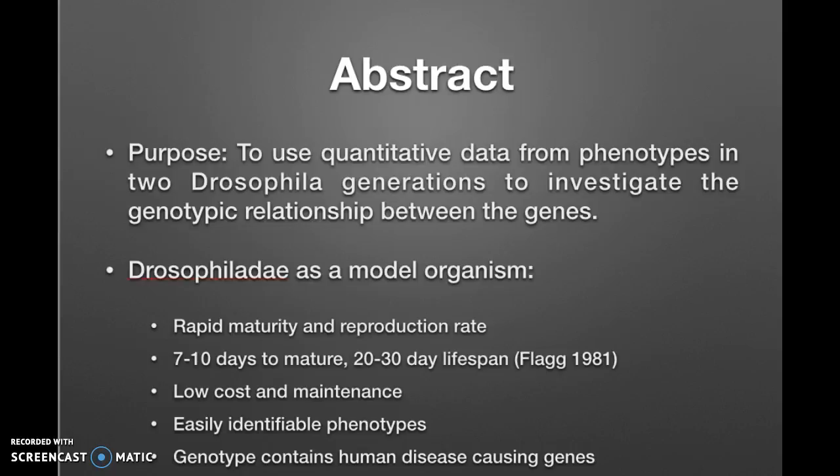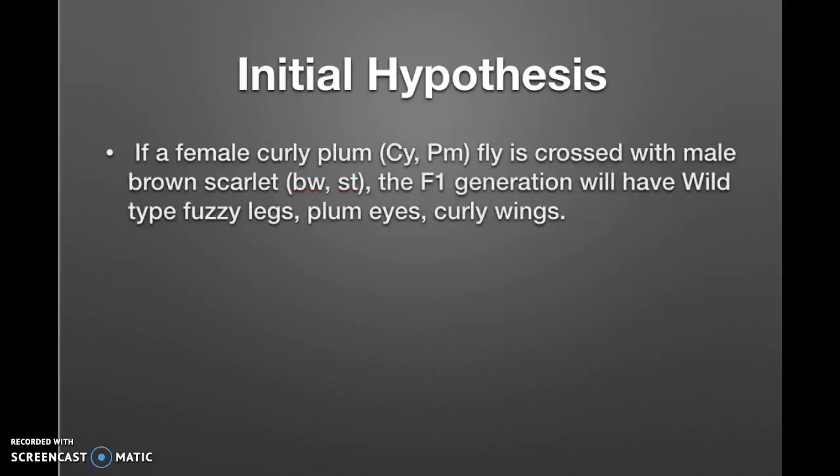relationship between the genes. Drosophilidae served as a good model organism because of its rapid maturity and reproduction rate, with a 7 to 10 day maturity cycle and 20 to 30 day lifespan. They have a low cost in maintenance. The phenotypes are easily identifiable, and their genotypes contain many human disease-causing genes.